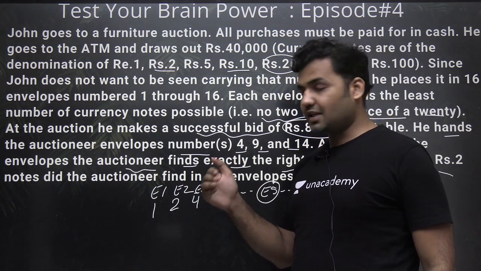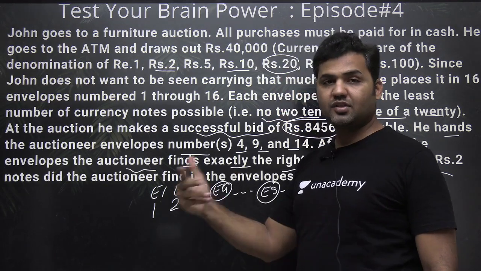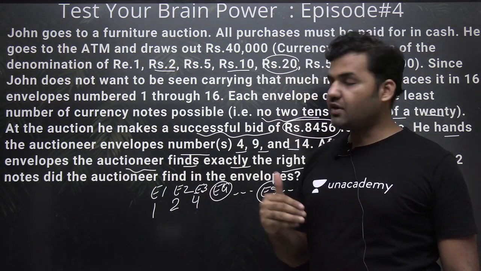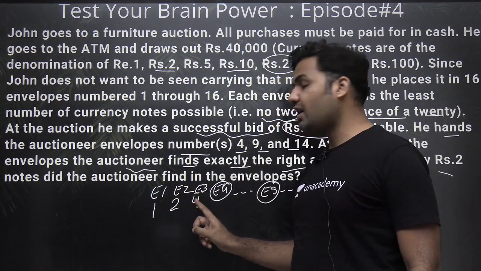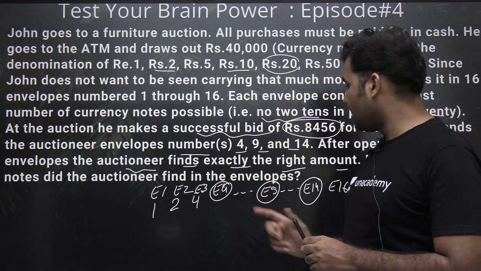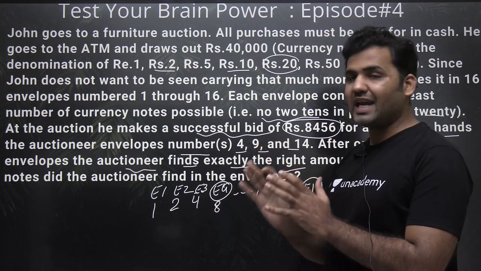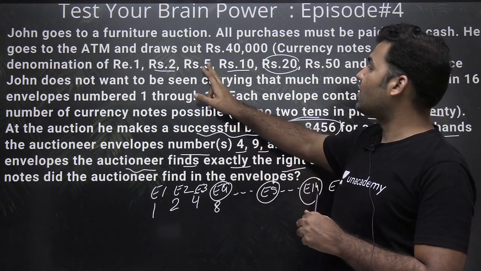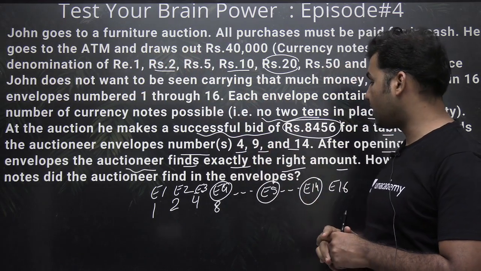And if you want to pay 6 rupees, envelope number 2 and envelope number 3 can combine and pay 6 rupees. If you want to pay 7 rupees, envelope number 1, 2 and 3, all 3 can combine and he can pay 7 rupees. But he doesn't have any option to pay 8 rupees. So in envelope number 4, he will be putting 8 rupees by using one note of 5 rupees, one note of 2 rupees, one note of 1 rupee.